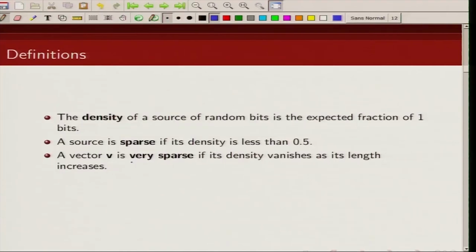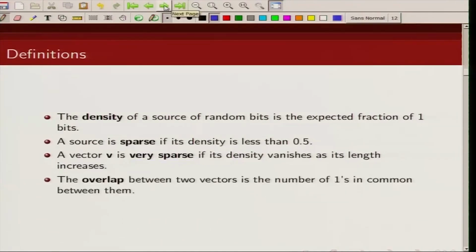And we say a vector is very low density if the density vanishes as the length of the vector increases. In other words, the number of ones is fixed even if we increase the length of the vector. In that case, the density will vanish as the length increases.